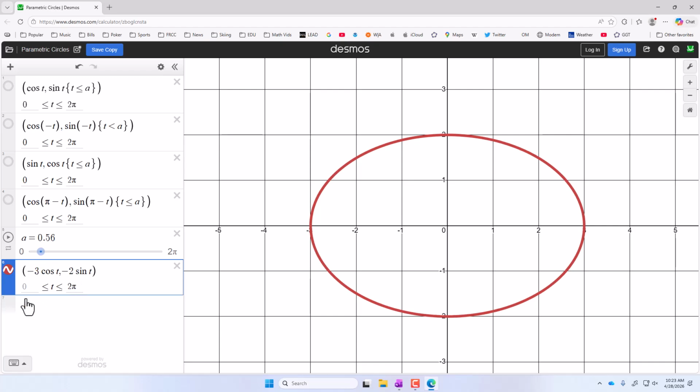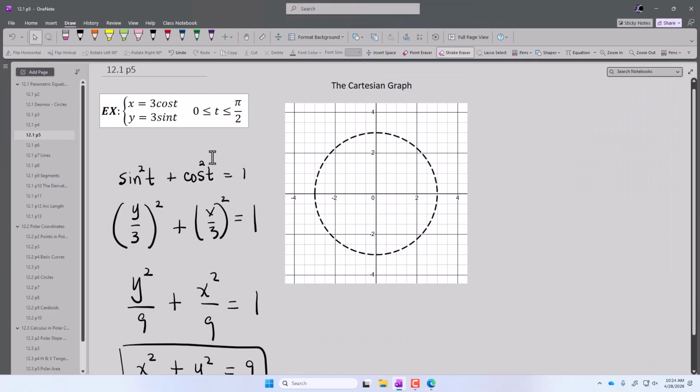Sometimes putting a negative will matter, obviously, but here it doesn't because we're squaring it when we do the Pythagorean theorem. So you will get ellipses if those coefficients are not equal.